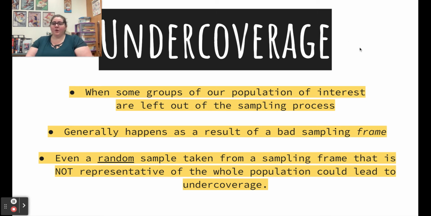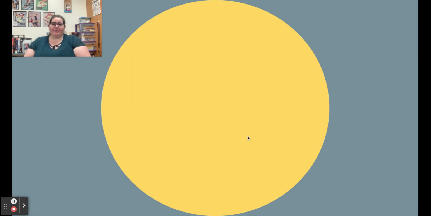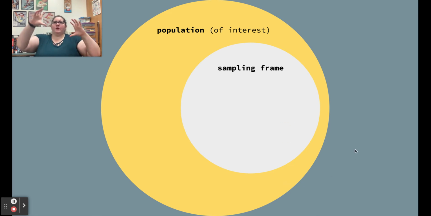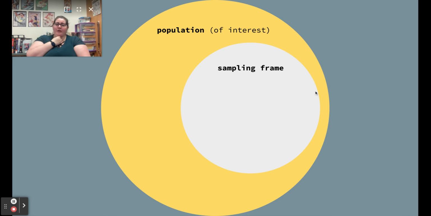I'm going to show you a little visual to demonstrate what we mean by a sampling frame as opposed to a sample or a population. Let's say this yellow circle represents our population of interest. This is who we want to find out about in this particular problem. And let's say this white circle represents the actual part of our population that I took my random sample from. Notice that that white circle is not the entire yellow circle.